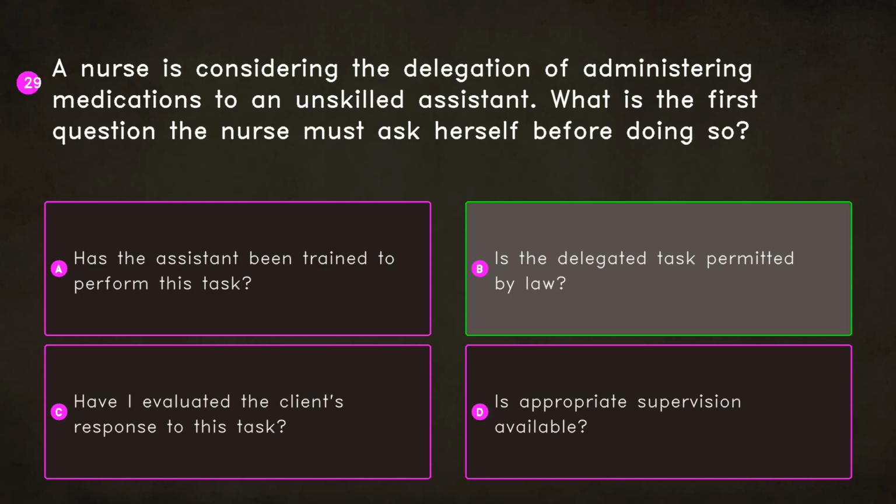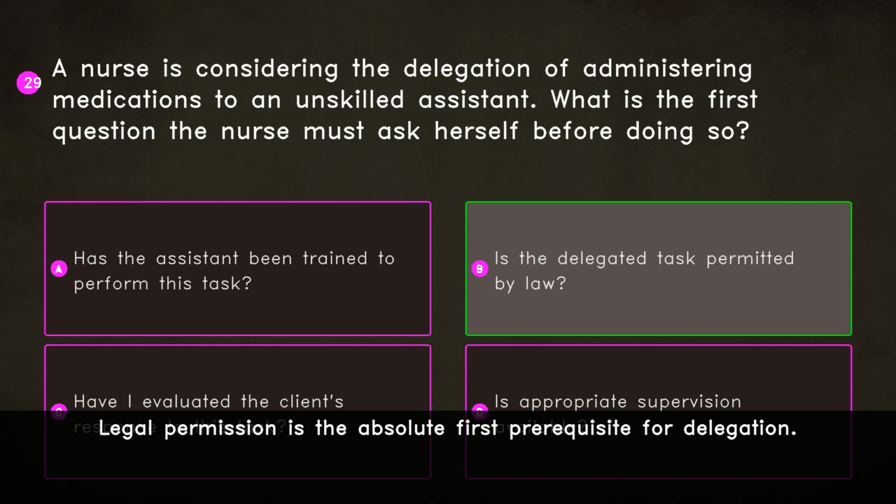The correct answer is, is the delegated task permitted by law? Legal permission is the absolute first prerequisite for delegation.